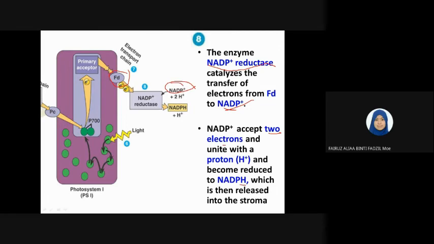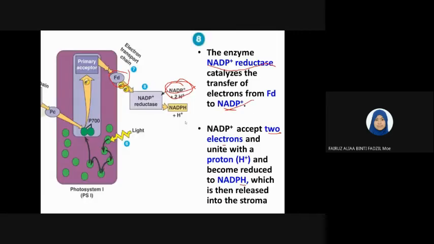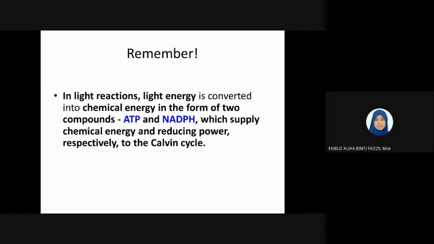Okay, so you see the NADP plus here will receive electrons and it will become NADPH. Okay, so that's all about the light reactions. Remember, in light reaction, we have 2 products, which are the ATP and also the NADPH. So that's why we say in light reactions, light energy is converted into chemical energy in the form of 2 compounds. What are the compounds? ATP and NADPH.